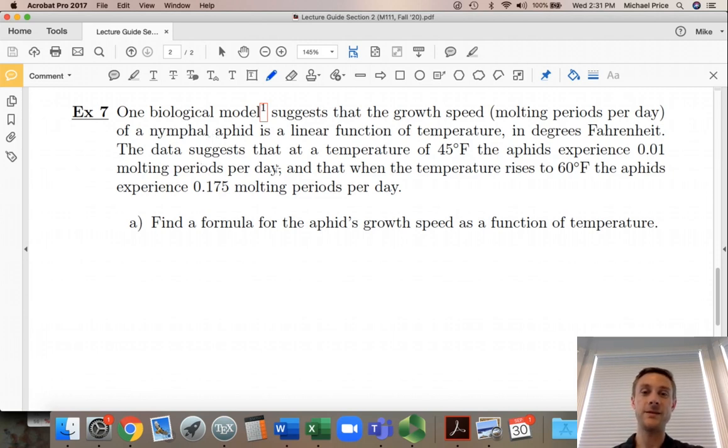So data suggests that at a temperature of 45 degrees Fahrenheit, the aphids have 0.01 molting periods per day. So not a lot of molting, not a lot of shedding their skin. And then when the temperature rises to 60 degrees Fahrenheit, the aphids experience more, so 0.175 molting periods per day.